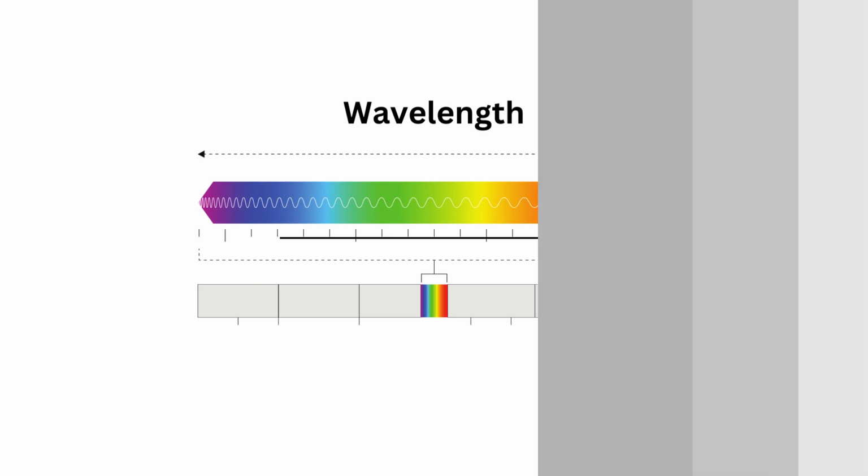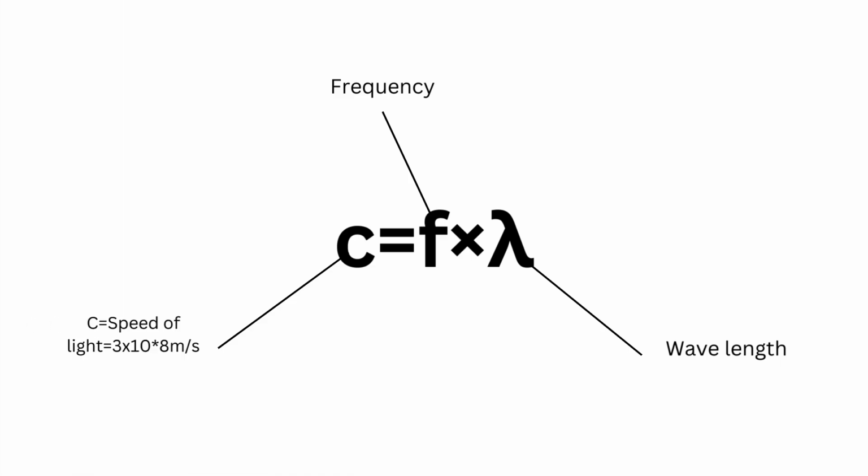The actual wavelength values for each color can vary, but what remains constant is the formula that relates the velocity, frequency, and wavelength of light: c = f × λ, where c is the speed of light, approximately 3 × 10^8 meters per second.